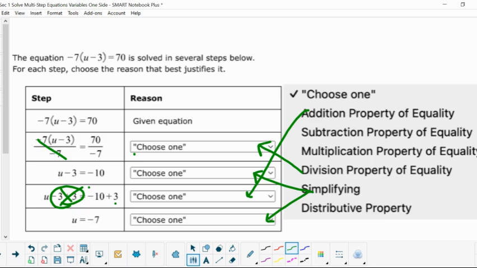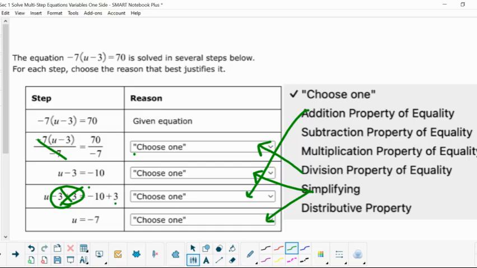Questions on those kind? You just have to look at what they did and choose the property. If they added, you put addition. If they subtracted, put subtraction. If they multiplied, you put the multiplication. If they just worked out the numbers, put the simplified. Are we okay with those?